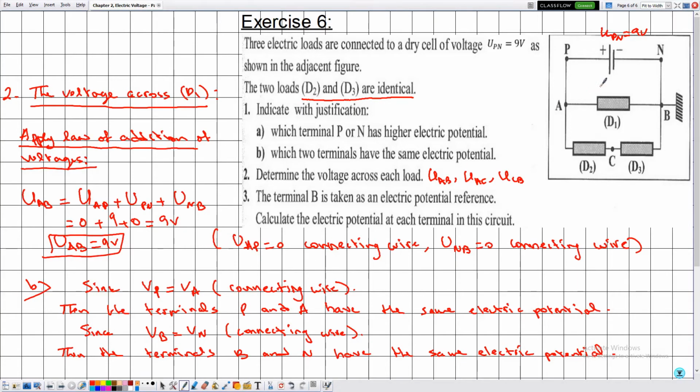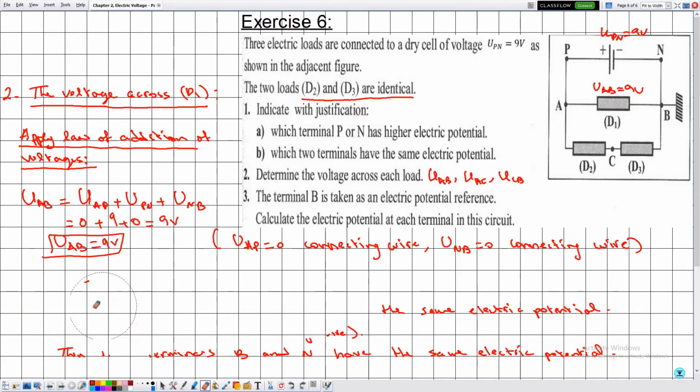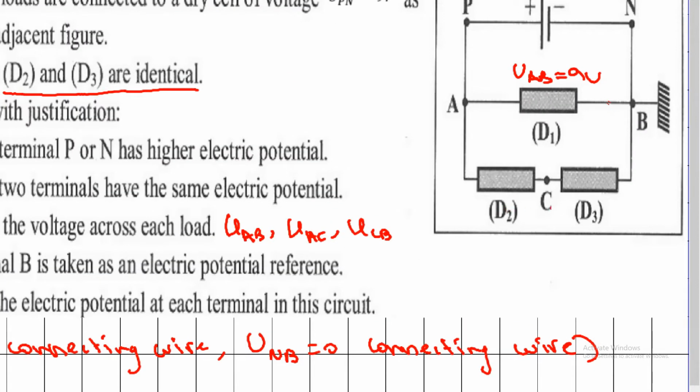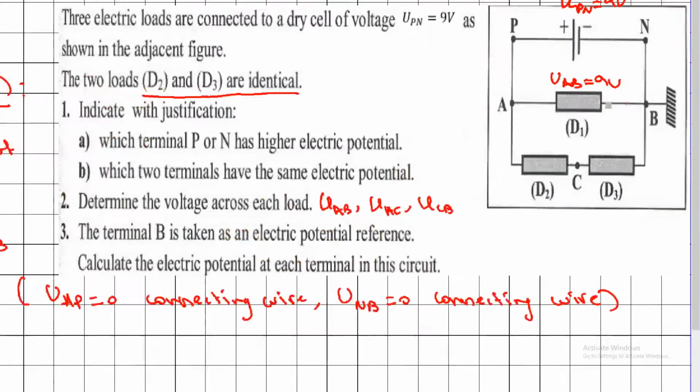As we have said previously, it's important to label the voltages with their names or labels on the electric circuit itself. Now it's left to determine the voltages UAC and UCB. Notice that here we have two unknowns. However, recall that the two loads D2 and D3 are identical. So in order to determine the voltage across D2 and D3 respectively, we need to determine the voltage across their terminals combined, which is UAB. Already UAB is given by 9 volts.